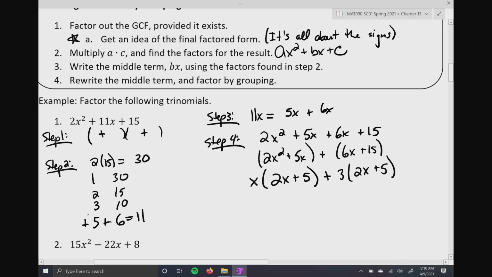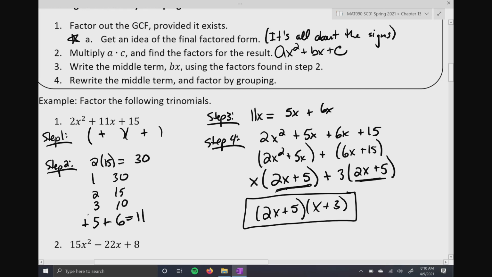I know all of the work that I've just done, step 1, 2, 3, and all the way up to 4, is all correct. And how do I know that? Because I have a common binomial inside those parentheses. And I'm going to factor that out. And whatever is left over, the x plus 3, goes in the second set. And that is how you factor a trinomial of the form ax squared plus bx plus c using the AC method. Does that make sense, everyone?